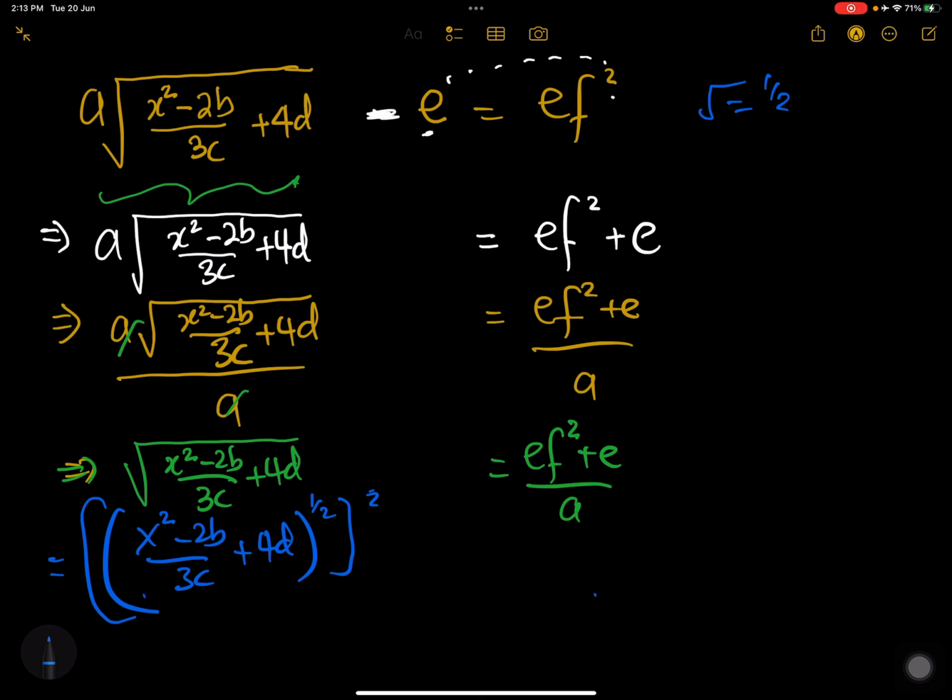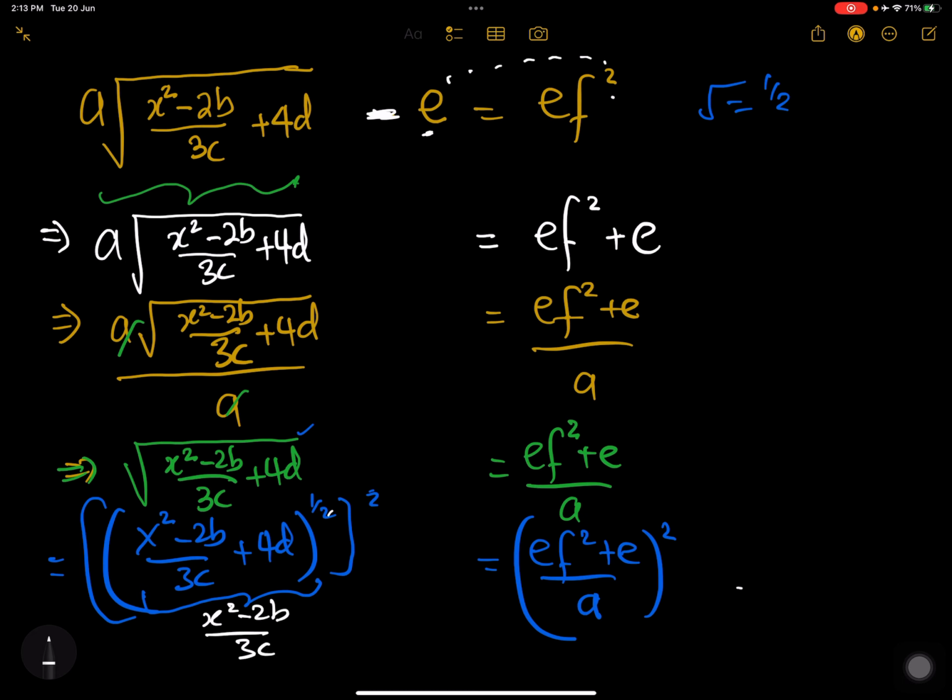This whole thing you are seeing here is the square root that you are seeing here. And then we are squaring both sides. And we have (ef squared plus e) divided by a, also squared. Don't forget, whatever we do to the left-hand side, we have to do the same thing to the right-hand side because of the equality sign. All right? Now, when we square both sides, it eliminates this 2. And then we have x squared minus 2b divided by 3c plus 4d, because we're not eliminating that, is equal to (ef squared plus e) divided by a.